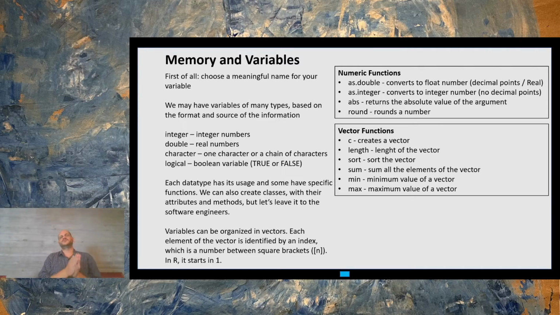When we want different types of variables, we can create classes that will have attributes, which are detailed information about that variable, and methods, which are functions and operations that we can do with that class. But we will leave it to the software engineers. We will not tackle it now. Another thing that we can do is to group our variables in vectors, and this part we will see later.